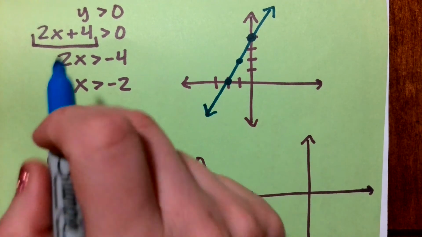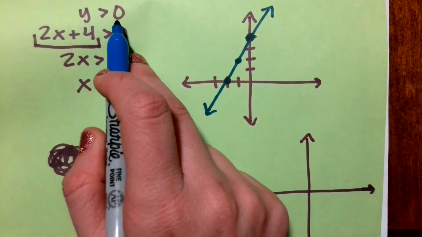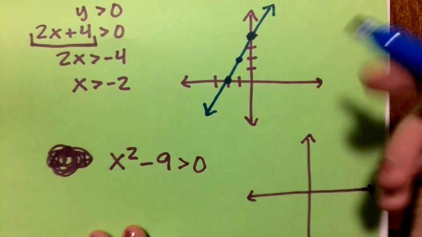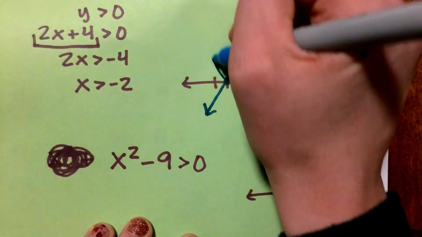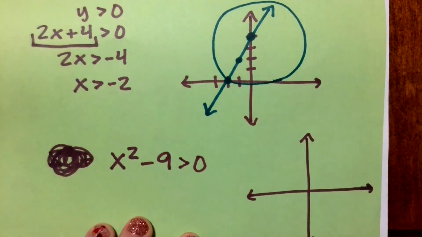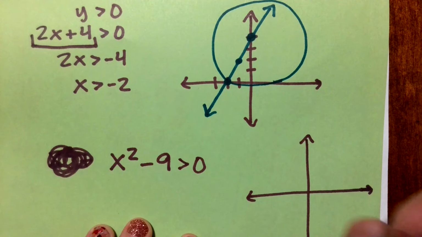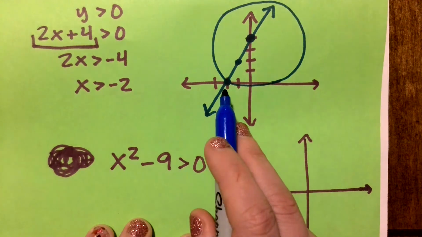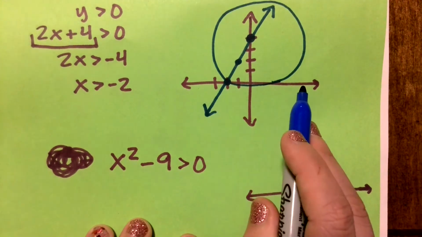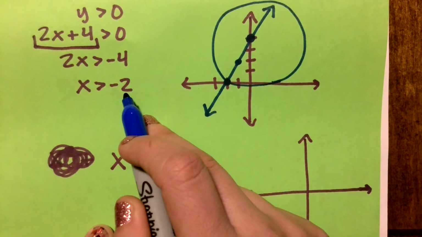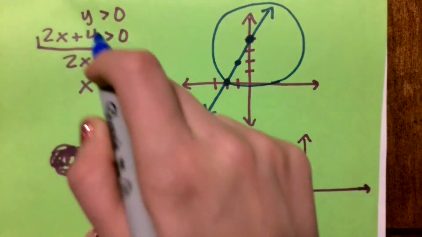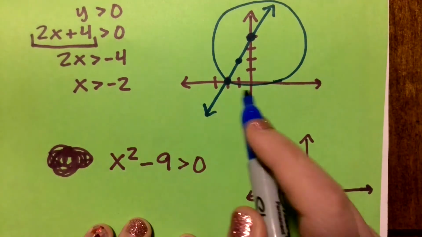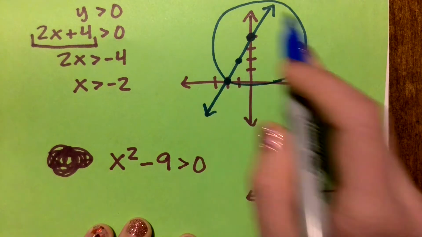And notice, if I am looking for where my y's are greater than 0, so my 2x plus 4 is greater than 0, that means I'm looking where my y's are above the x-axis. So here's where they are greater than 0. And my answer is going to give the x values where that is true. So my x is going to be every x value that is greater than negative 2. So this is the answer to when is this function greater than 0, when it is above the x-axis. And the answer is when the x's are greater than negative 2.